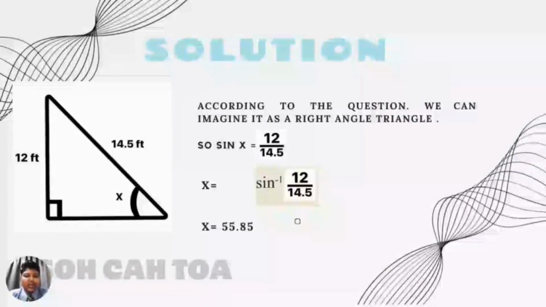So there it is, 12 over 14.5. Inverse sine 12 over 14.5, which is opposite over hypotenuse. And that's the answer, 55.85 degrees. So that is an example of how we answer the question using the SOH-CAH-TOA formula in trigonometry.